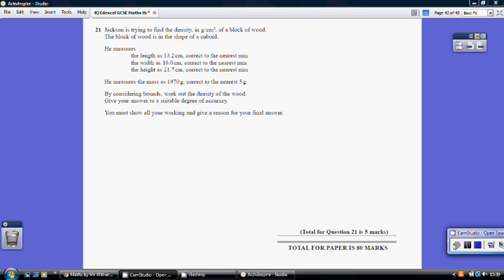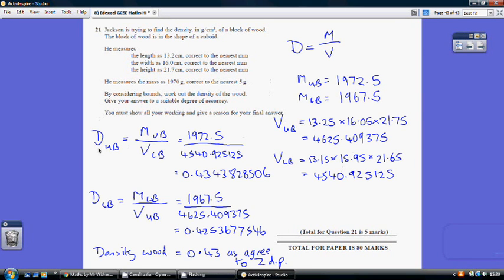Question 21. Now, we've got to consider bounds to get a suitable degree of accuracy. So in order to do that, we've got to work out the upper bound for density and the lower bound for density. To work out the upper bound for density, we want to maximize the numerator but minimize the denominator, because big divided by small is going to give us big. So we're going to work out the upper bound of mass and divide this by the lower bound of volume. That will give us the upper bound for density.